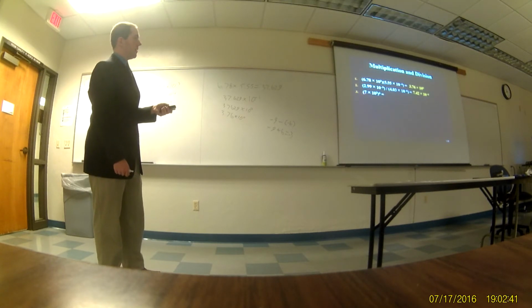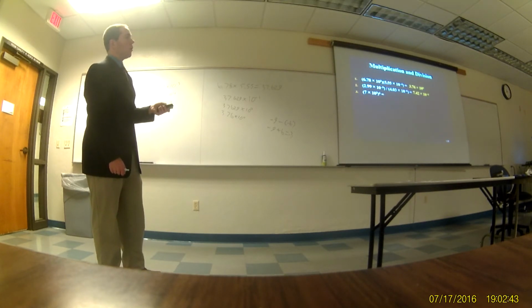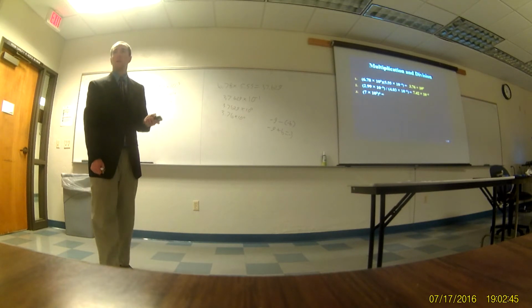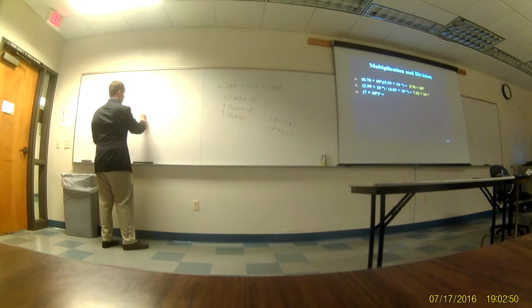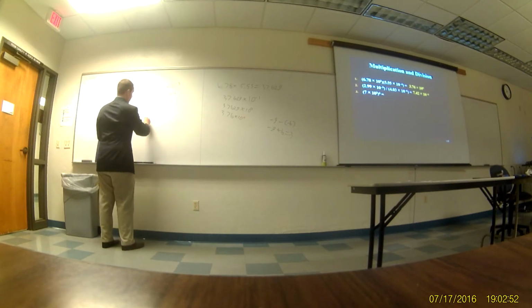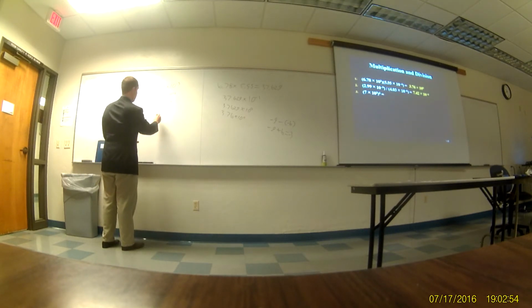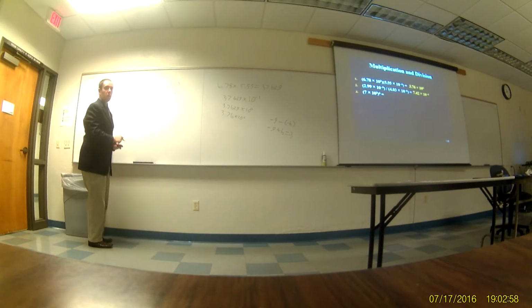And then the last one, 7 times 10 to the 3rd, all to the 4th. How do you do that? You've got 7 to the 4th times 10 to the 3rd to the 4th. What is 7 to the 4th?